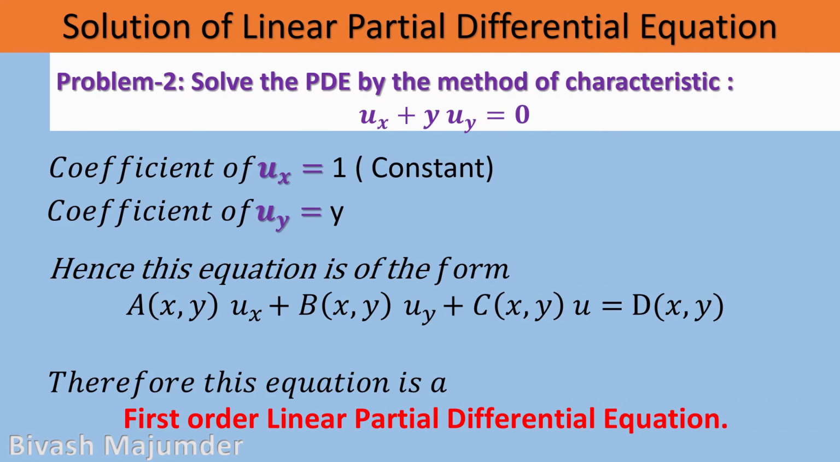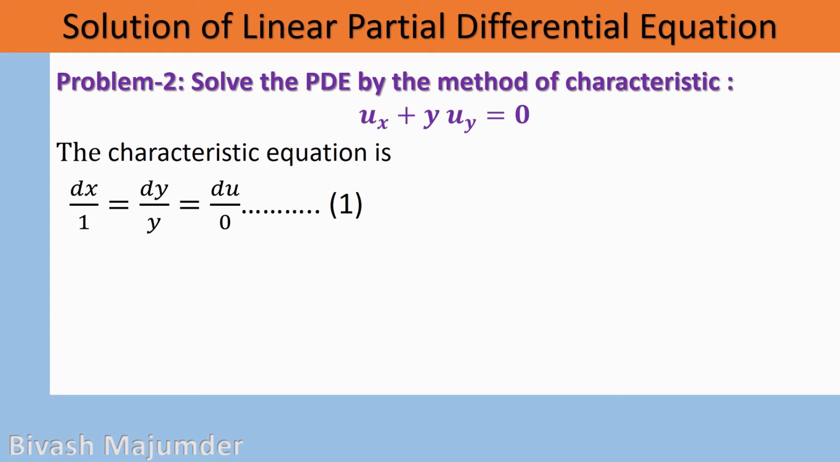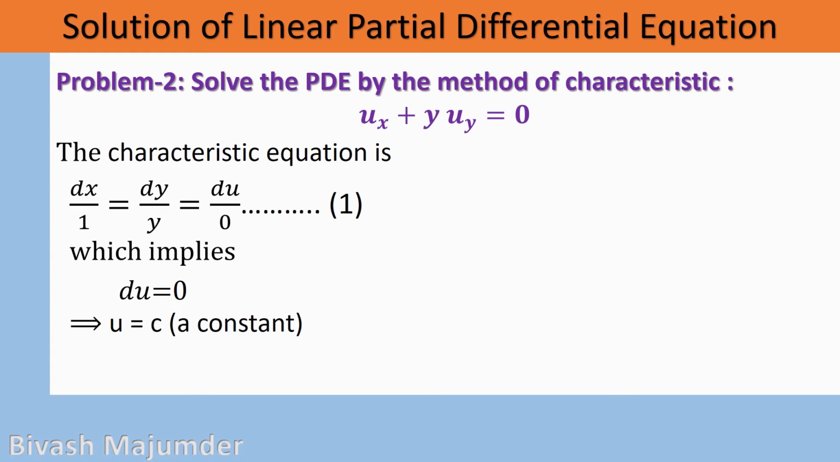In this problem, u_x plus y u_y equals 0, where u is a function of x and y. Here the coefficient of u_x is 1 and the coefficient of u_y is y. Hence this is a first-order linear partial differential equation. Now the characteristic equation is dx by 1 equals dy by y equals du by 0, which implies du equals 0. And it follows that u equals constant c.